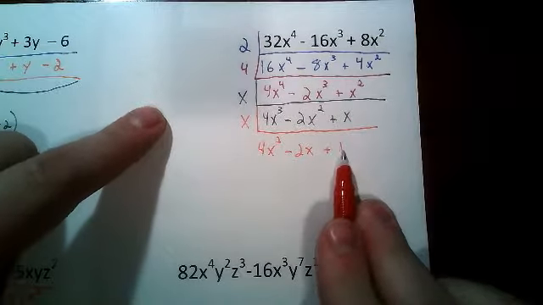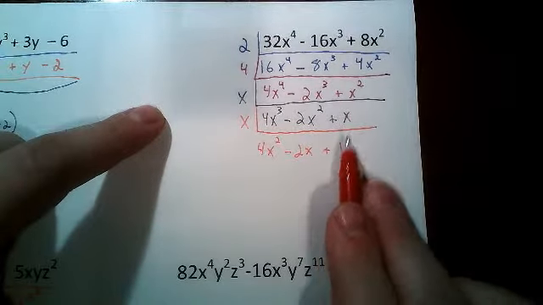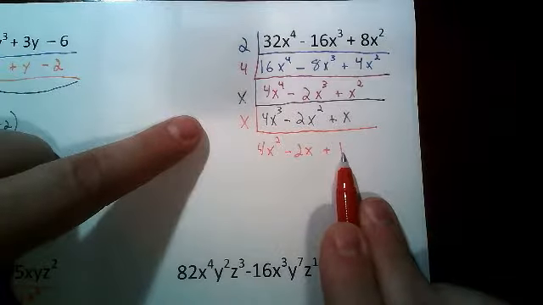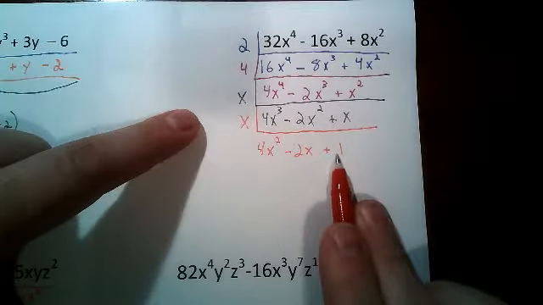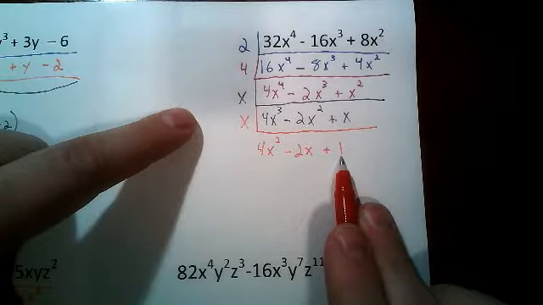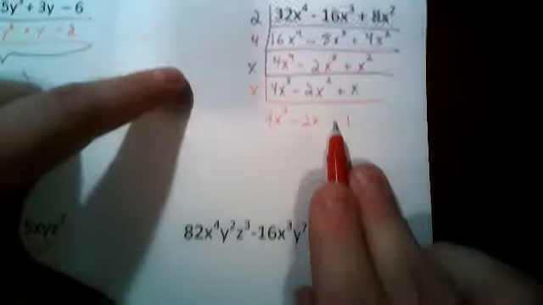I have to put a 1 here, okay? Because I did take away an x. That means there's just 1 left over. I can't just get rid of it. So remember that, okay? You have to put a 1 here.